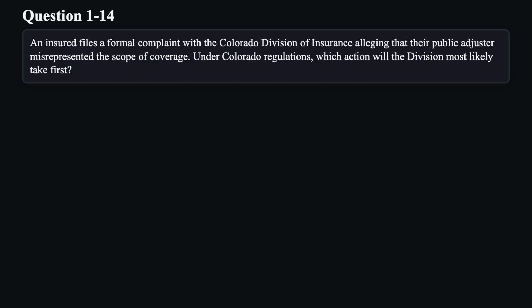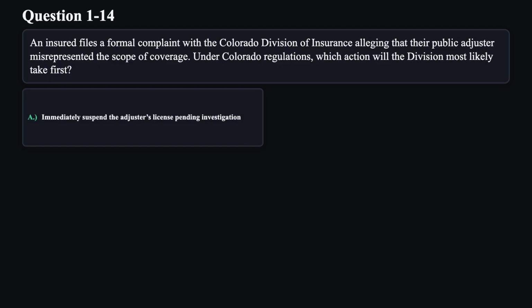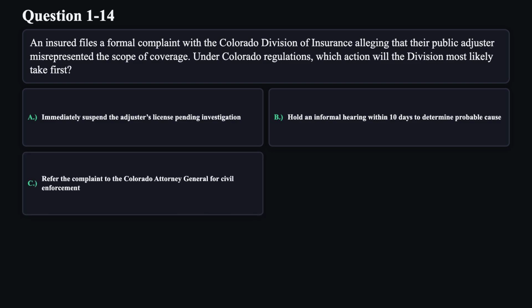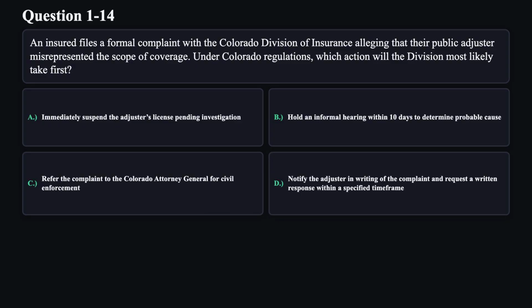Question 14. An insured files a formal complaint with the Colorado Division of Insurance, alleging that their public adjuster misrepresented the scope of coverage. Under Colorado regulations, which action will the division most likely take first? A. Immediately suspend the adjuster's license pending investigation. B. Hold an informal hearing within 10 days to determine probable cause. C. Refer the complaint to the Colorado Attorney General for civil enforcement. D. Notify the adjuster in writing of the complaint and request a written response within a specified time frame.